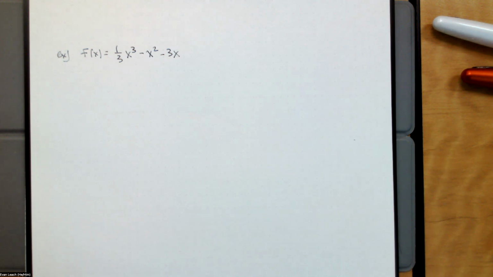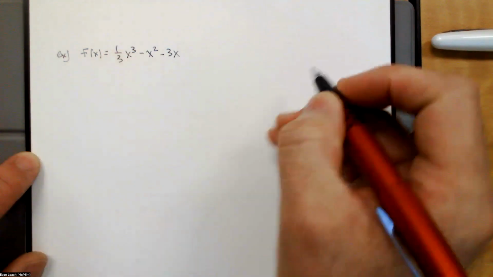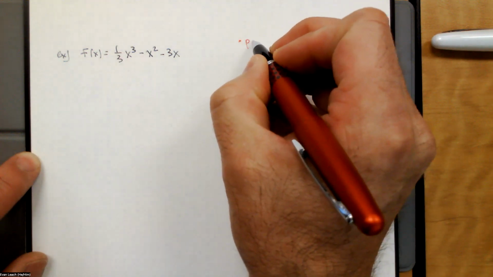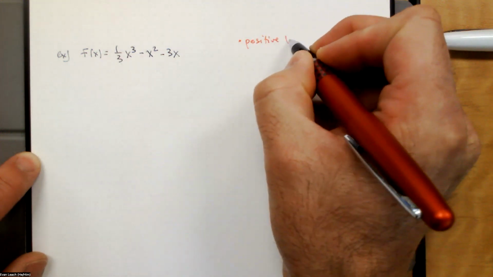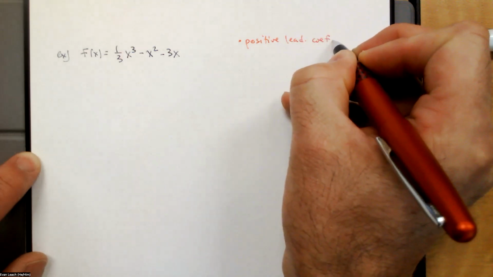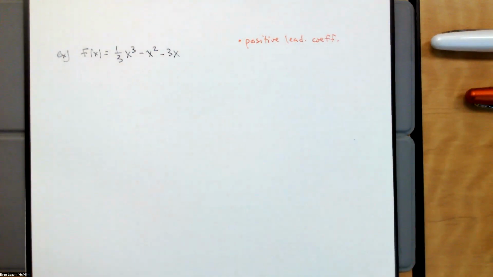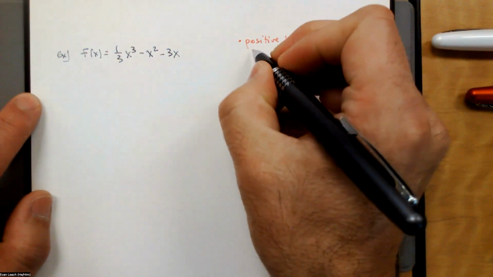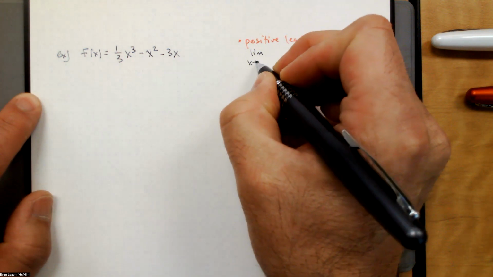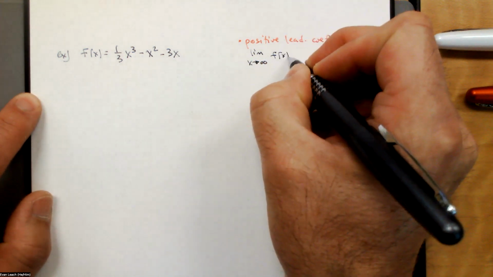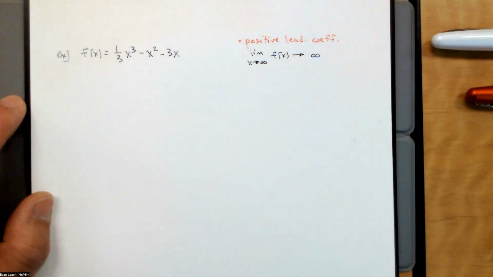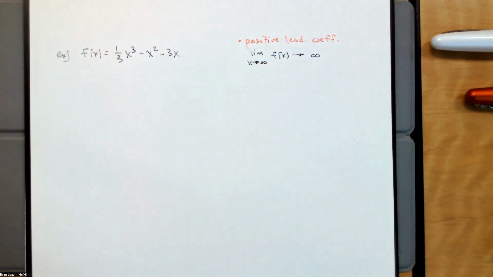So the things that we notice about this function: we have a positive leading coefficient, the 1/3. So we know that as x goes to infinity, this function goes to infinity. That tells us what the graph is doing as x goes to the right.